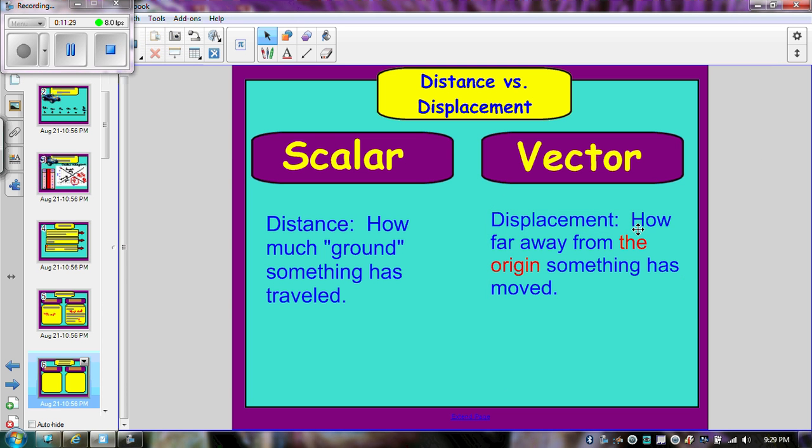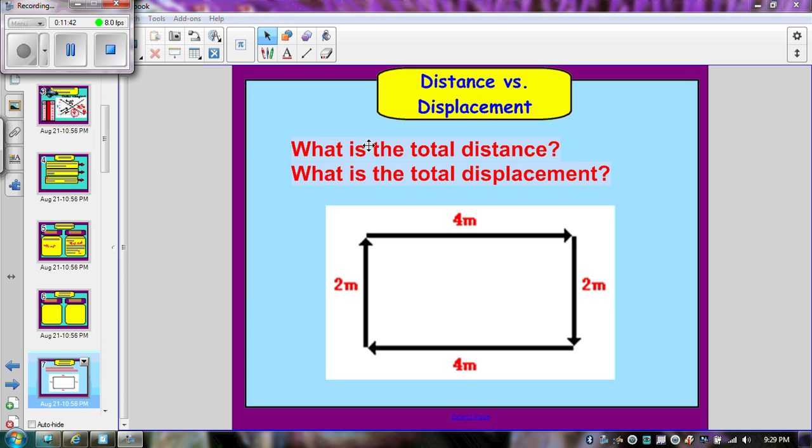And notice the difference in definition. Displacement is how far away from the origin something has moved. That might sound the same, but it's actually very different. Let's go ahead and look at the examples. Alright, look at this first example right here. The question says, what is the total distance and what is the total displacement? Might seem like they might be the same thing, but they're not.